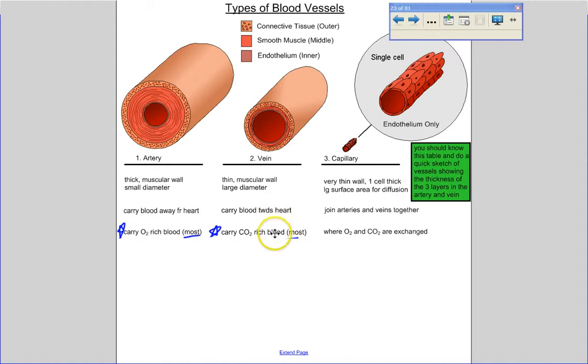Likewise, the only veins that are oxygenated or have a lot of oxygen are the ones that are carrying blood from the lungs back to the heart. So the pulmonary veins are the only ones that are oxygenated. All the rest have more carbon dioxide. They're O2 poor or deoxygenated blood. Capillaries, on the other hand, are where those 2 gases are exchanged.